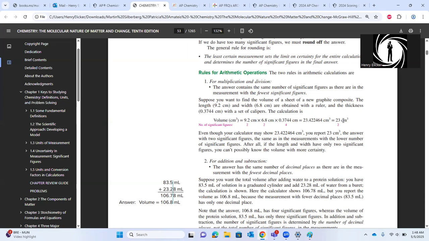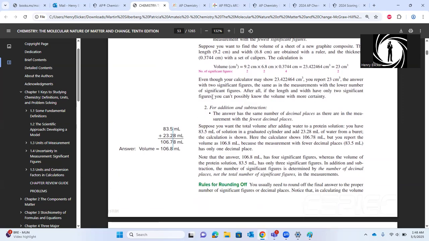All right, and then don't forget you can use units algebraically. So you can multiply centimeters times centimeters times centimeters, that's centimeters cubed. What about if you're using addition and subtraction? Well, you're not really using sig figs, you're just simply using the fewest decimal places, okay?